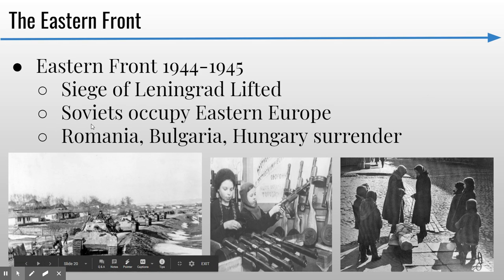The Soviets begin to occupy a lot of Eastern Europe. They push into Poland. They push into Czechoslovakia slowly. And Romania, Bulgaria, and Hungary, which are all part of the Axis, surrender to the Soviet Union, who pretty much occupies and conquers their countries. We're going to go over these countries being part of the Axis a little later in the notes.